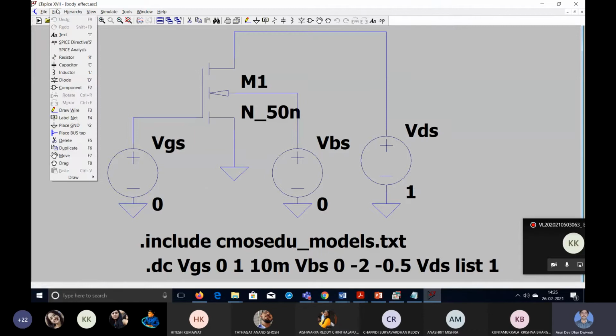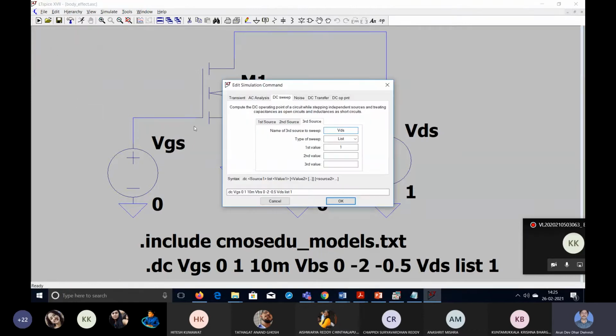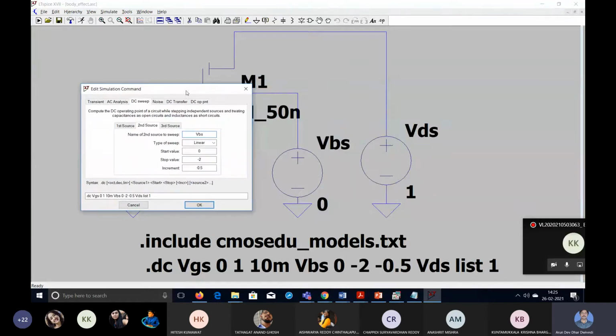After that, one simulation command is required. SPICE analysis command. So we have chosen the SPICE analysis command, and we have chosen DC sweep because we want DC simulation. Also, we can provide three sources. First source is VGS. First source is .dc VGS 0 to 1 volt. It is varying from 0 to 1 volt with an increment of 10 millivolt. And second source we have provided, VBS. VBS means body voltage. This body voltage we are providing as VBS. It is also linearly varying from 0 to minus 2 volt. Increment is minus 0.5 volt.